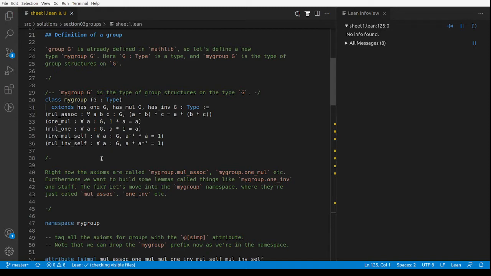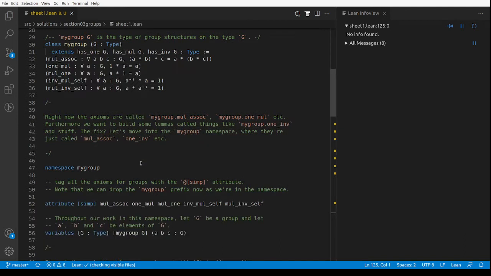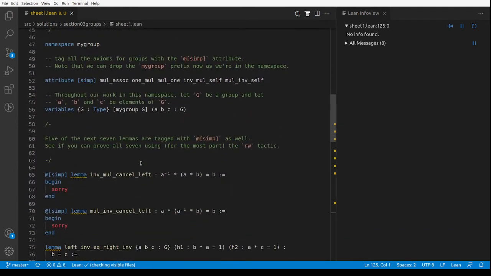inv_mul_self is all, I don't know. Once you get used to it, you find you don't have to keep referring back to what these axioms are called. You realise that the names of the axioms are the statements of the results they're proving.